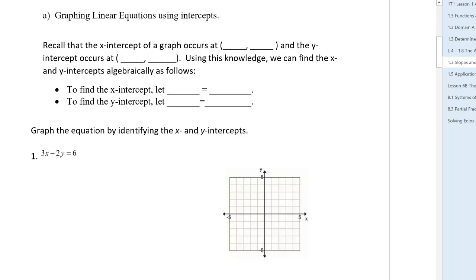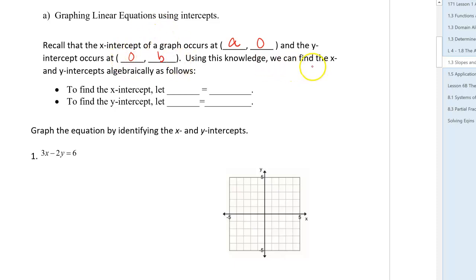So remember, when we were looking at the graph of an equation or the graph of a function, the x-intercept is where it crosses the x-axis, and the y-intercept is where the graph crosses the y-axis. You may also recall that the x-intercept of a graph occurs at a, 0. So the y value of any x-intercept is 0. Conversely, the y-intercept occurs at 0, b. So the x-coordinate of any point that lies on the y-axis is 0.